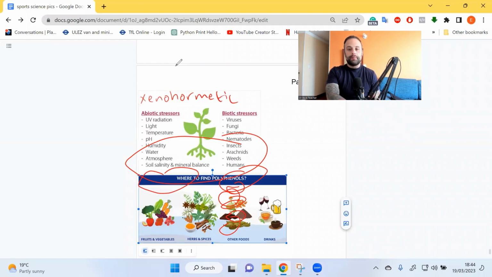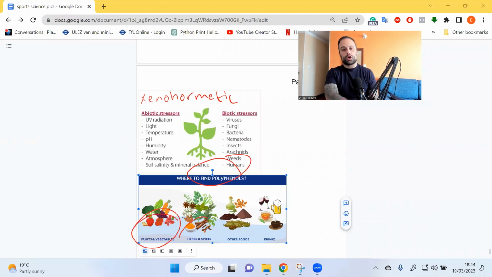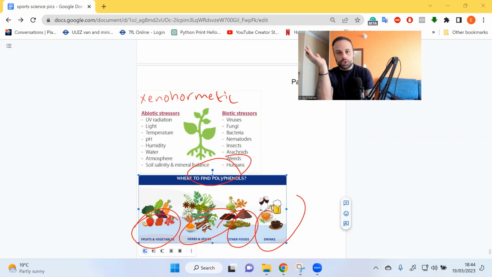One of them is polyphenols, which you could get from fruits and vegetables, herbs, other foods, drinks, and so forth. These polyphenols are antioxidants that protect the plants from stressors, and they also have anti-inflammatory and anti-cancer benefits to human beings. This is why consuming plants will help prevent you from getting cancer. They also have protective effects on human beings. So they offer so many benefits. This is one of the xenohormetic molecules.